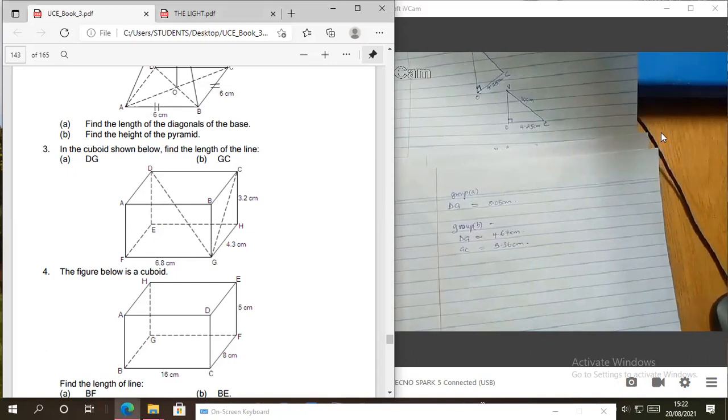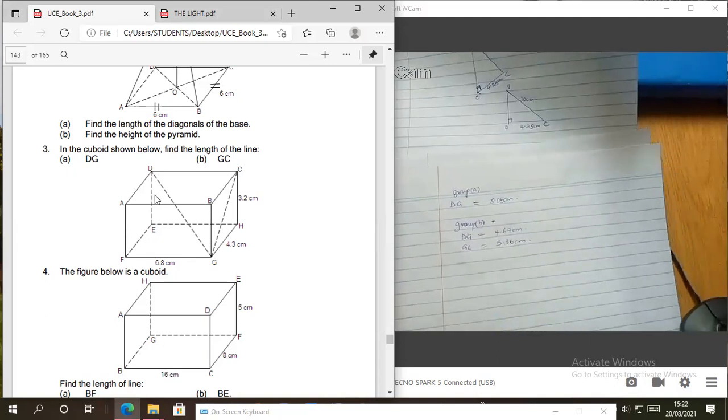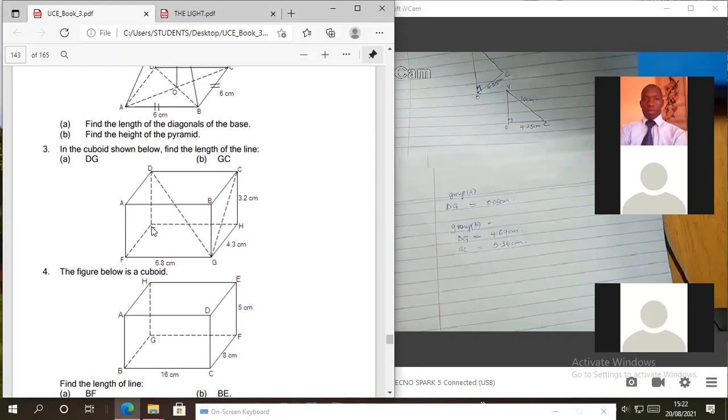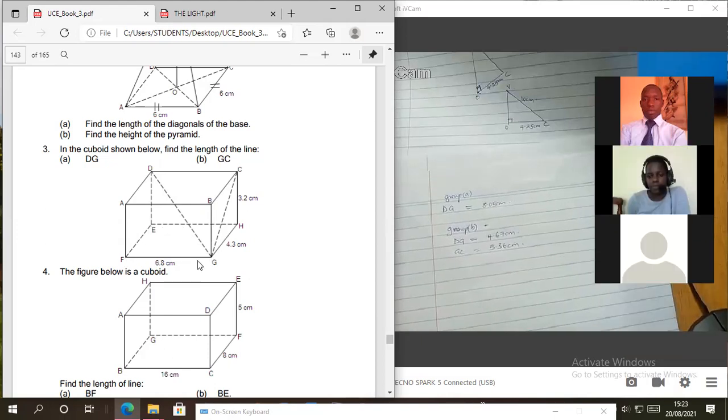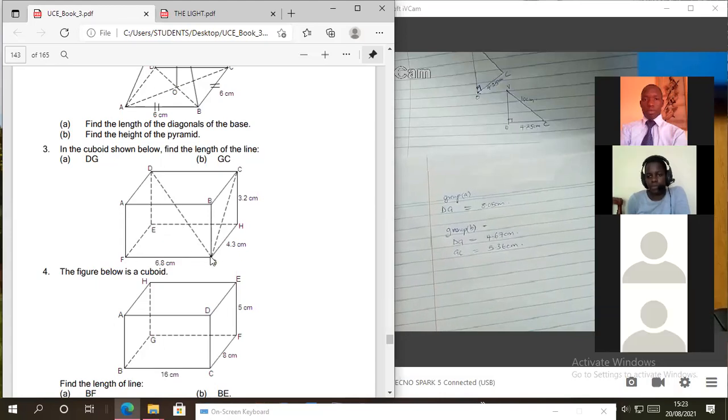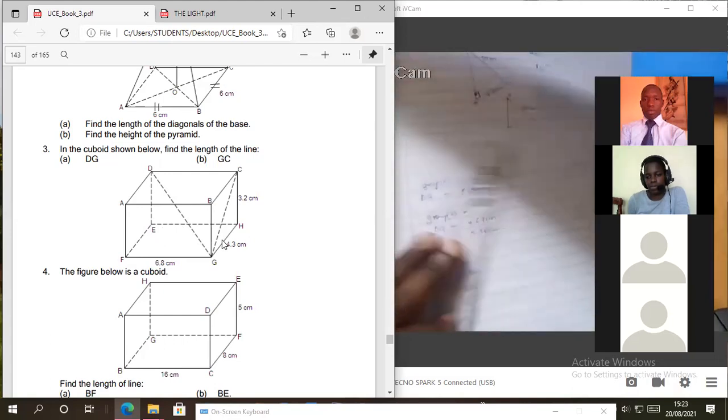So let us work very fast in these 8 minutes and see whether we shall be able to get the answer of DG. When you look at this cuboid here, it means that we have to find EG first, so that we form a triangle inside that cuboid. To find EG, we are going to first use the triangle FEG.